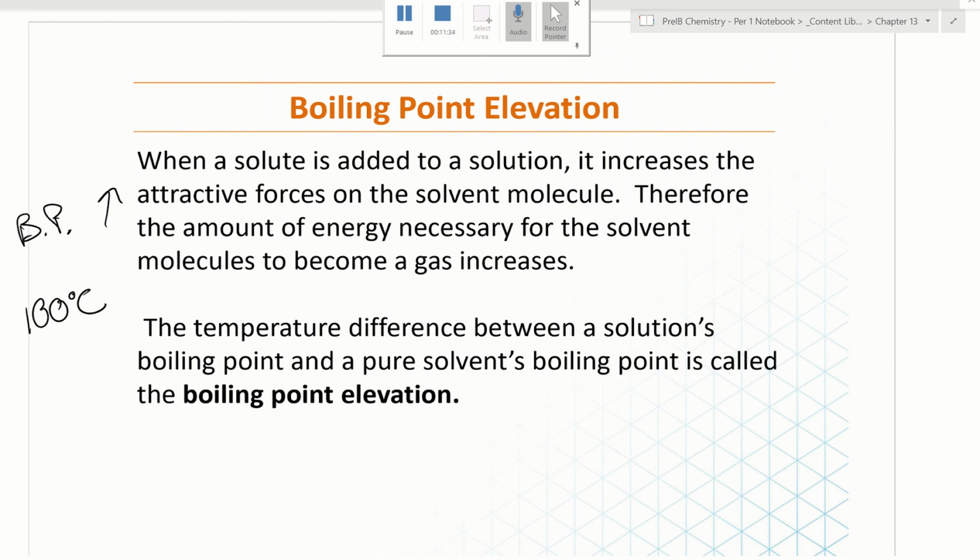And so therefore things will cook a little bit faster. Not a ton faster, but a little faster. And we call this colligative property boiling point elevation. Now remember, it has to do with the number of particles. Well, the number of particles is called the mole, right?